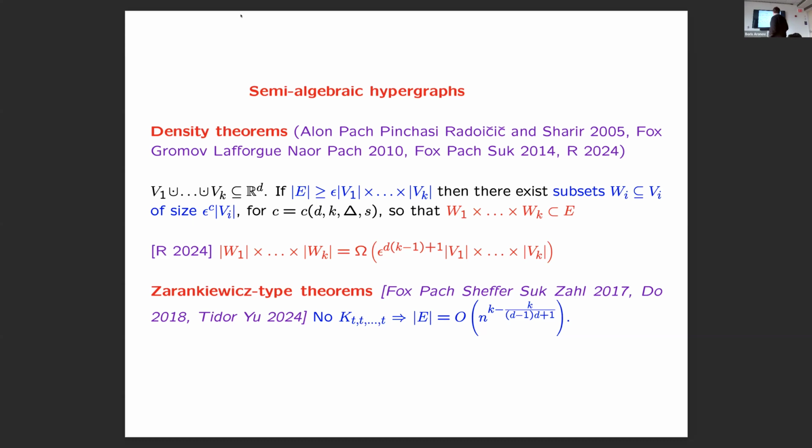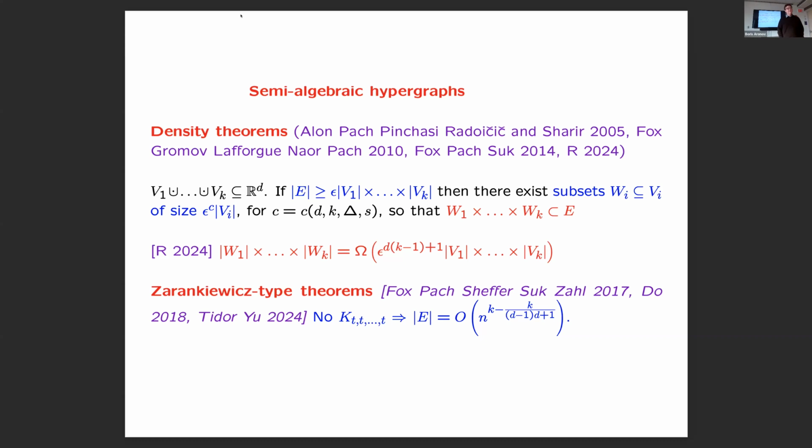If you are looking at a semi-algebraic hypergraph of bounded description complexity, and you forbid the k-partite complete hypergraph t by t by t by t, like that, then you can have this bound on the number of edges, and it was actually attained by Fox, Bach, Schaeffer, Suk, and Saal around 2016, depending on conference versions and journal version, but it was done with a certain arbitrarily small constant in the exponent, and the constant was recently shaved off by Tudor.